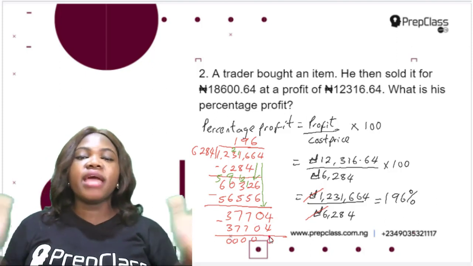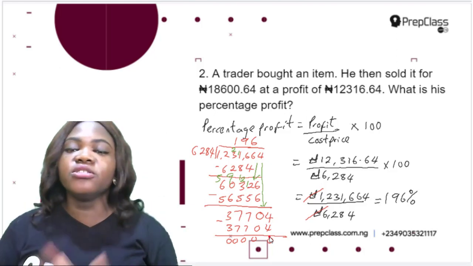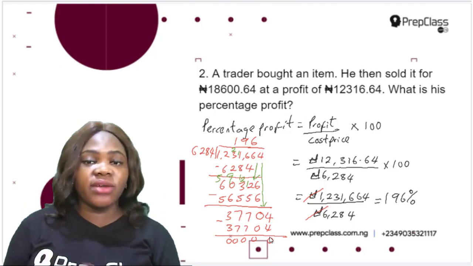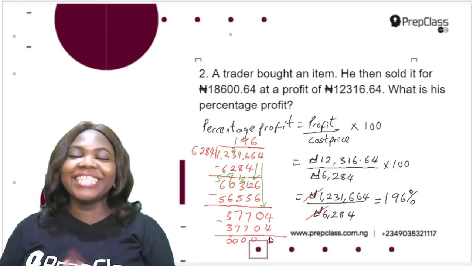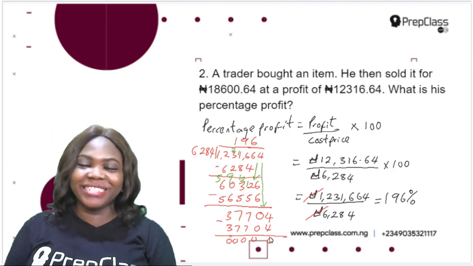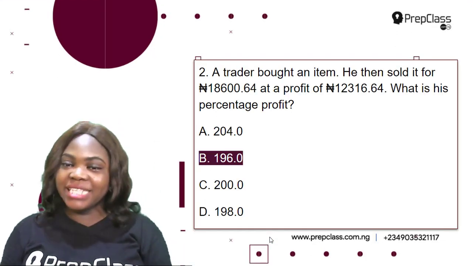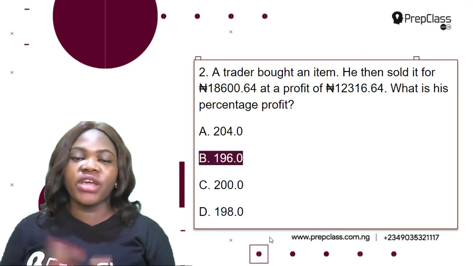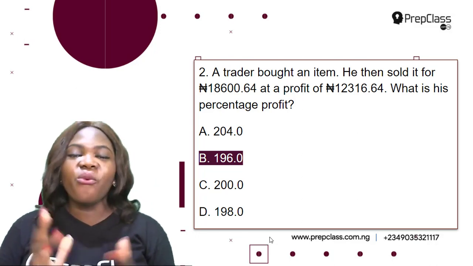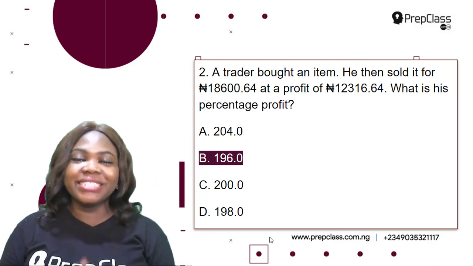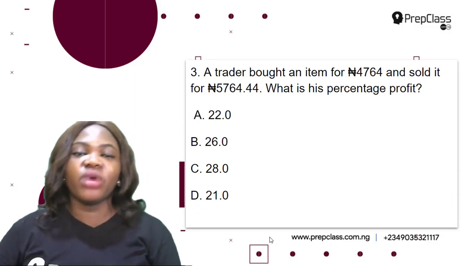So this means that we've been able to completely divide 1,231,664 by 6,284. So the answer is 196%. Wow, this is very easy. Though it's long, it's very easy. Okay, so the correct option here is option B, 196.0. Check. Now let's move on to question 3.